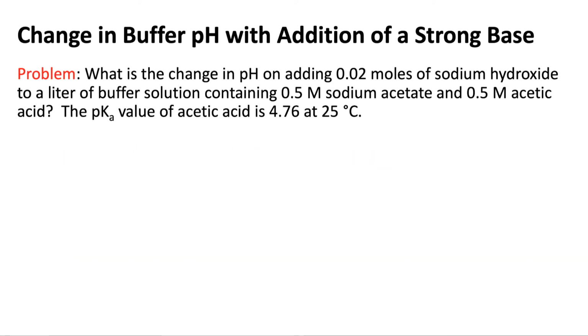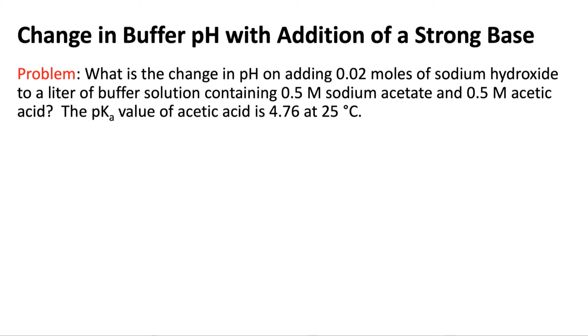Okay? Well, let's put that into an example. Let's use that information and do a sample question. This question is about the change in the buffer pH of an acid solution when you add a strong base. The question is, what is the change in pH on adding 0.02 moles of sodium hydroxide to a liter of buffer solution containing 0.05 molar sodium acetate and 0.5 molar acetic acid? The pKa of the acetic acid solution is 4.76 at 25 degrees Celsius. All right, so where do we start with all of that?